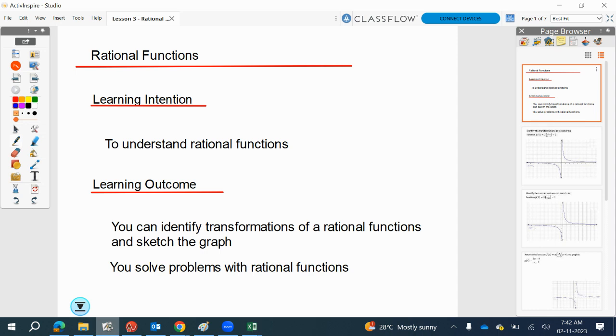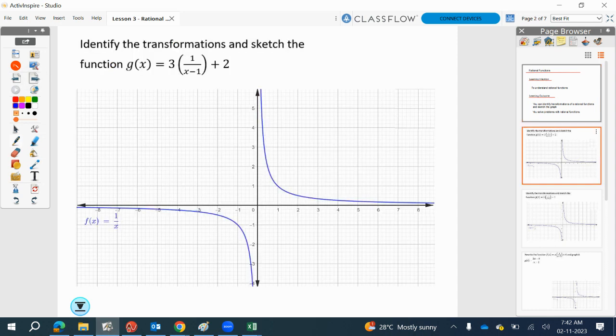All right, rational functions. Let's have a look. So your basic rational function is this one that's sketched here. This is the graph of f of x equals 1 over x. What do we see by this function? How could we describe the shape? What's interesting?